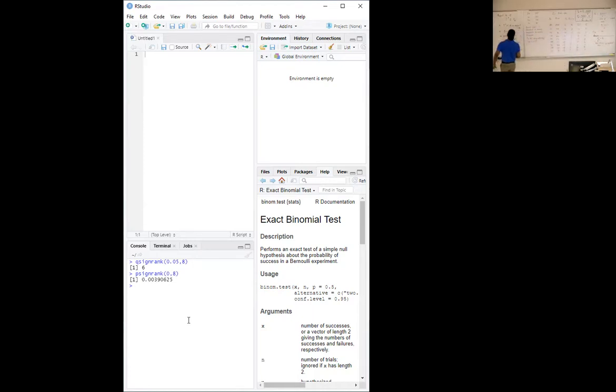So the p value happens to be 0.00396, approximately 0.004. Is that less than alpha? Should you reject the null? We reject the null if the p value is less than or equal to alpha. So you should reject the null.